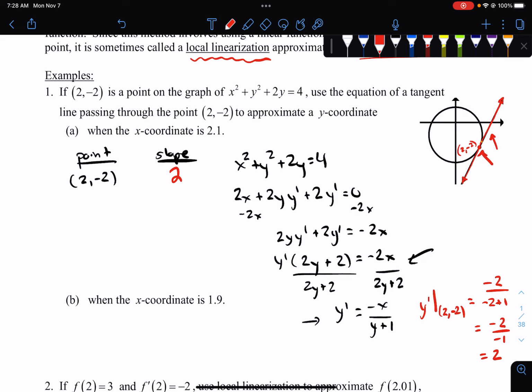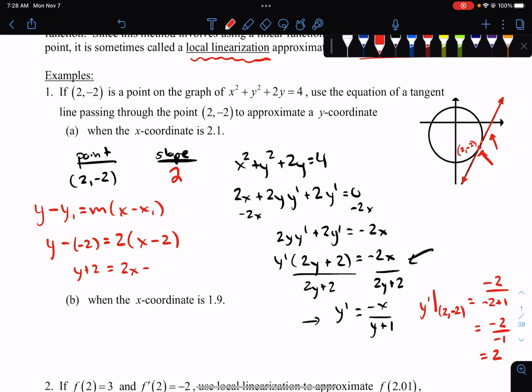Now I can write an equation of a tangent line. So y minus y1 equals m times (x minus x1), just for a reminder. So y minus negative 2 equals 2 multiplied by (x minus 2). And if I simplify this, I get y plus 2 equals 2x minus 4. And I'm going to go ahead and get y alone.